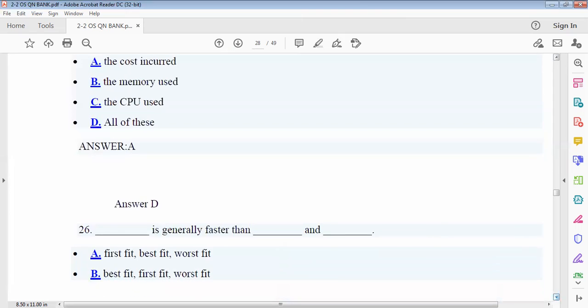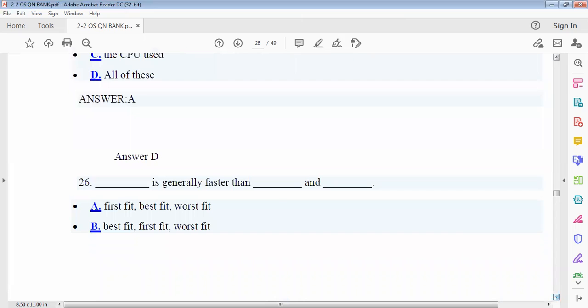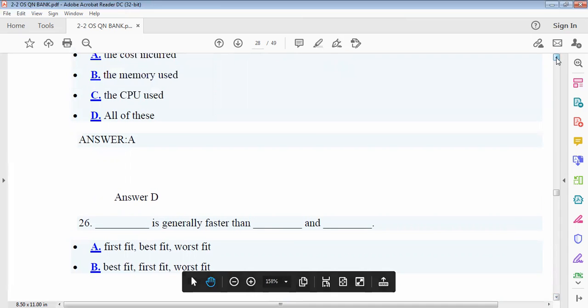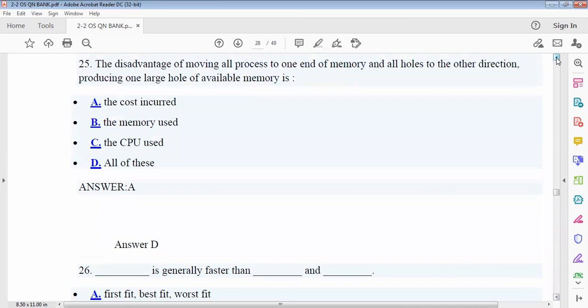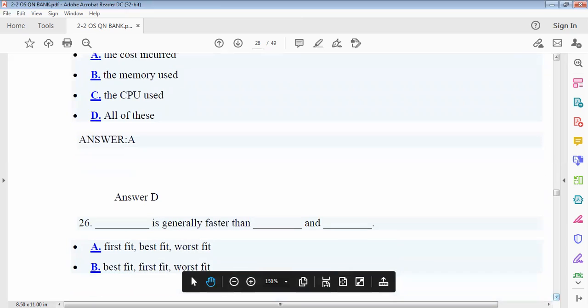The cost incurred. Option is correct. Next question. Question number 25. The disadvantage of moving all processes to one end of memory and all holes to the other direction, producing one large hole of available memory, is the cost incurred. Next, 26.